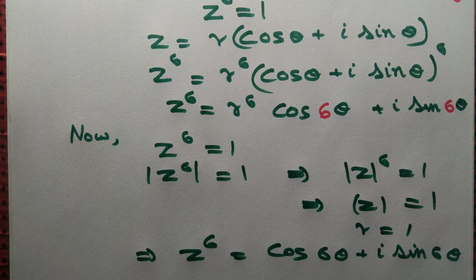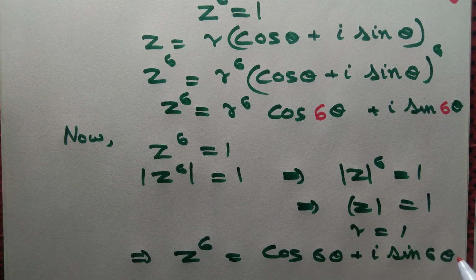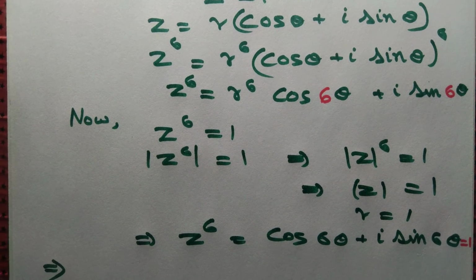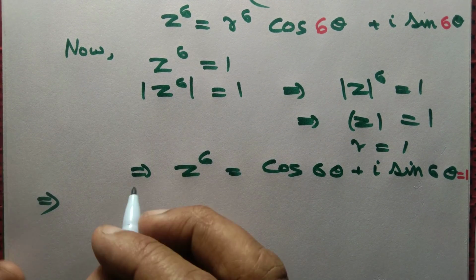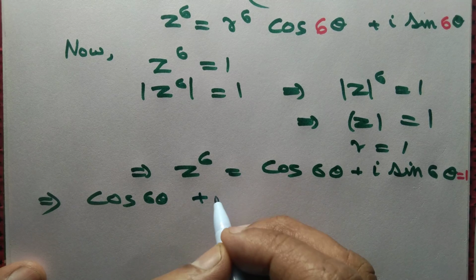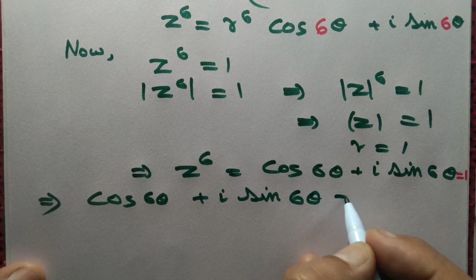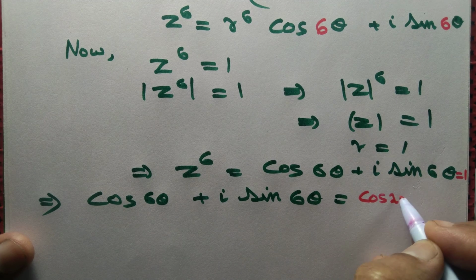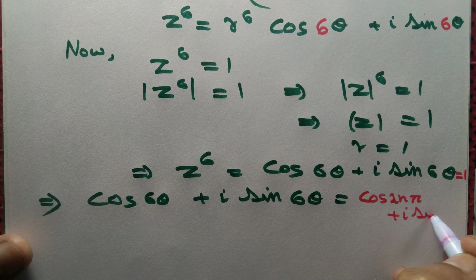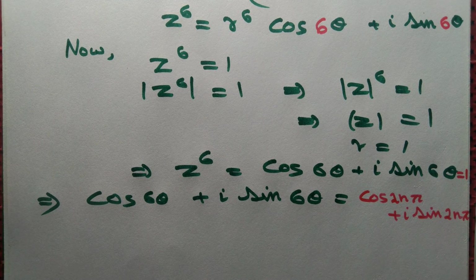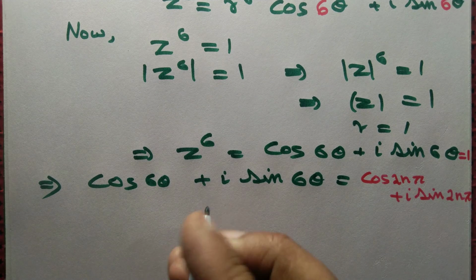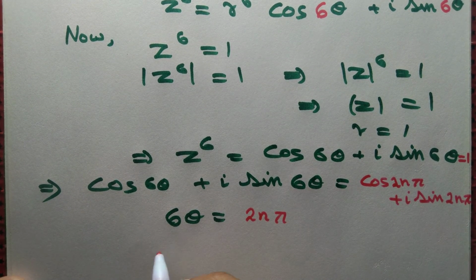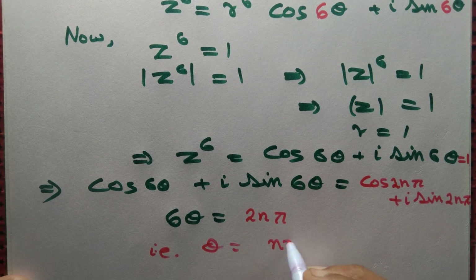Now we want to solve the equation z to the power 6 equal to 1. Let's write 1 in polar form as well. That gives us cos 6 theta plus i sin 6 theta equal to 1, which can be written as cos 2n pi plus i sin 2n pi. Clearly we see that 6 theta must be equal to 2n pi. That is, theta equal to n pi by 3.